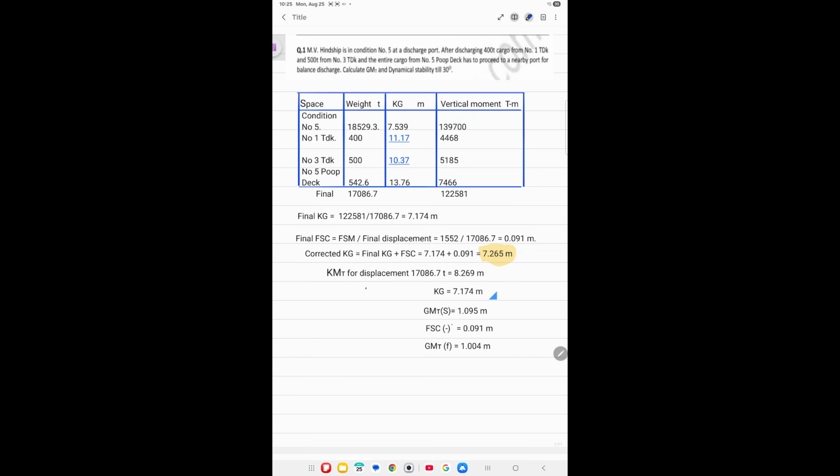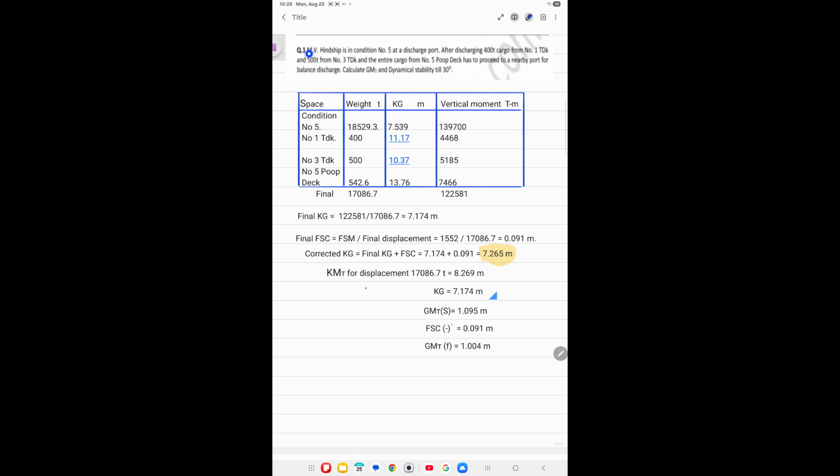Hi everyone. Today we have another type of question on chief mate stability from past papers based on GZ curves, KN curves, and dynamical stability.